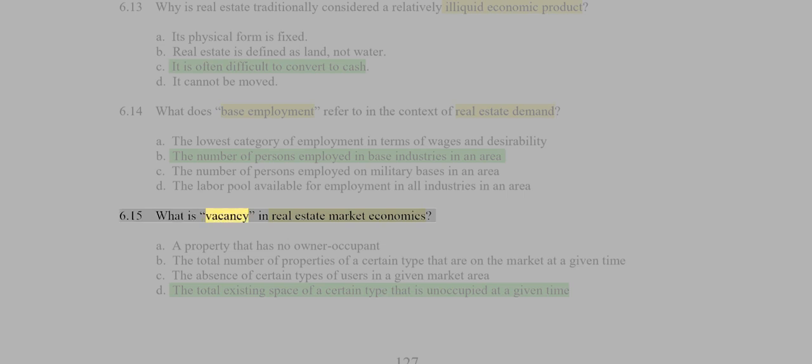6.15. What is vacancy in real estate market economics? A. A property that has no owner-occupant. B. The total number of properties of a certain type that are on the market at a given time. C. The absence of certain types of users in a given market area. D. The total existing space of a certain type that is unoccupied at a given time.